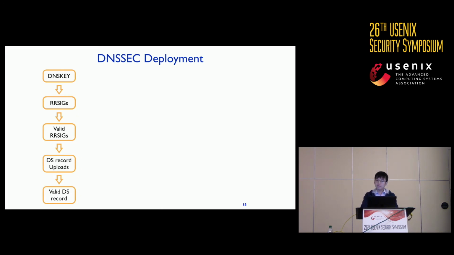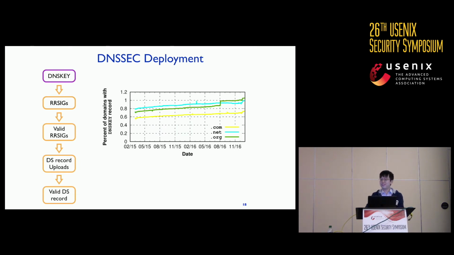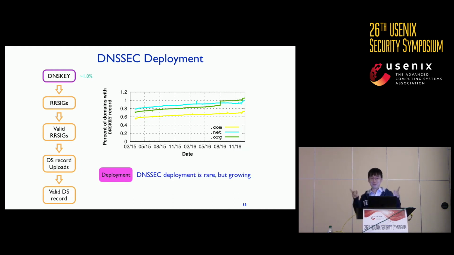So the first question is, how many domains support DNSSEC? The y-axis shows the percentage of domains with a DNSKEY record, which means they try to support DNSSEC by deploying a DNSKEY. As you somewhat expected, the deployment is rare, with only 1% of domains having a DNSKEY record. But the bright side is that it is increasing. There are two ways to look at this: the glass is either 99% empty or 1% full. Yeah. The next question is, are they correctly deployed?